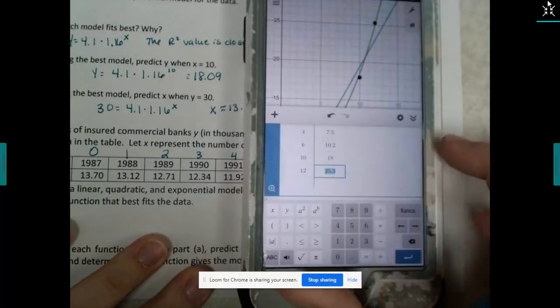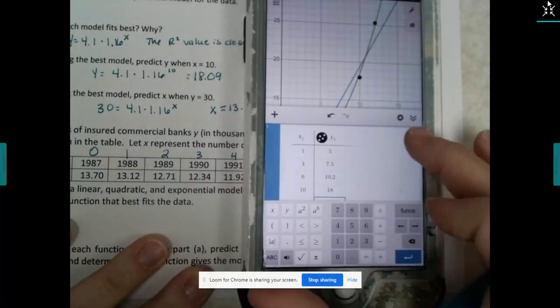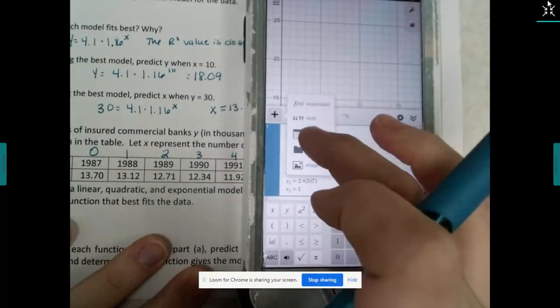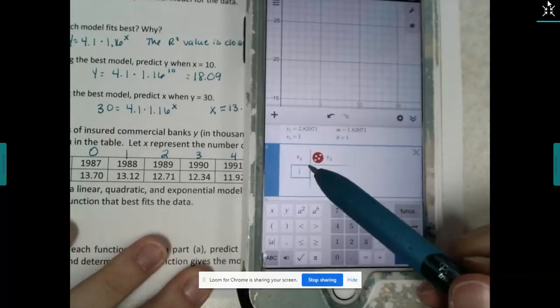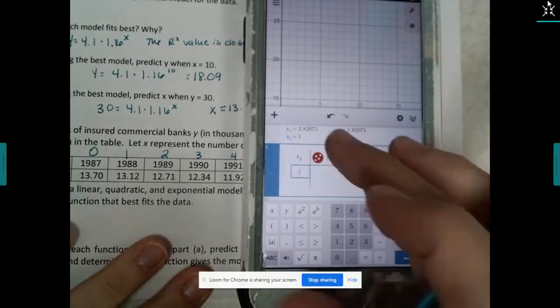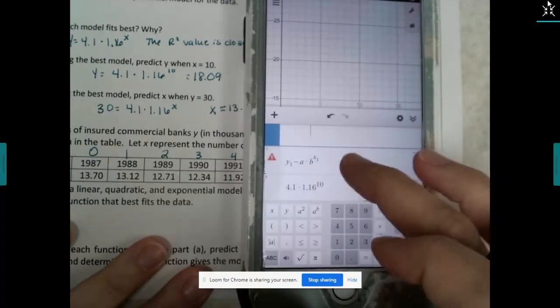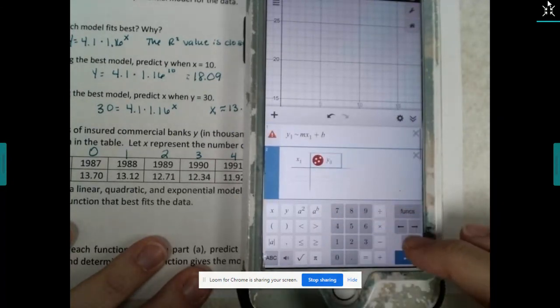I'm sorry, but I got to cover it. Yeah. So see how I closed it, and now it says X3 and Y3. I don't want that. Please don't play music. Of course it's going to.